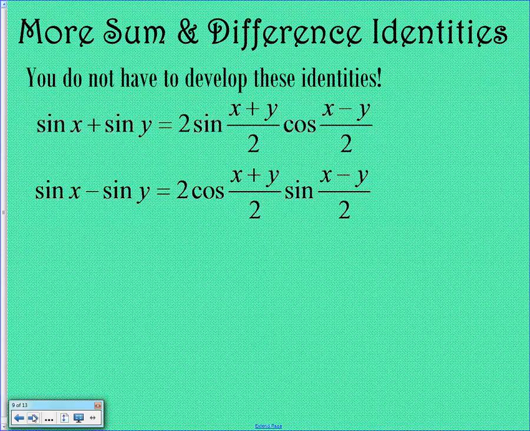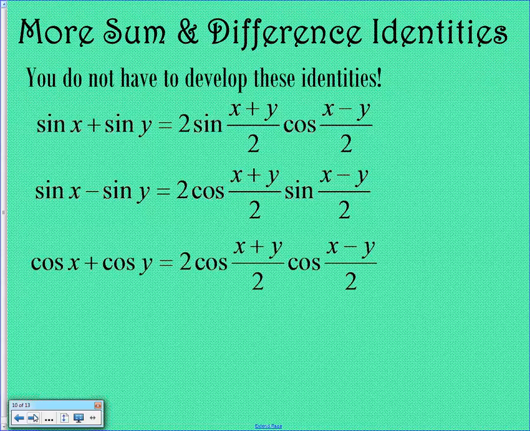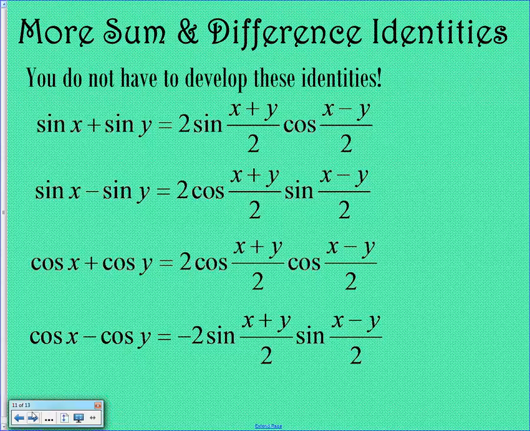We have the sine of x minus the sine of y equals 2 cosine of x plus y over 2 times the sine of x minus y over 2. You also have the cosine of x plus the cosine of y equals 2 cosine of x plus y over 2 times the cosine of x minus y over 2. And then you also have the cosine of x minus the cosine of y, which is negative 2 sine of x plus y over 2 times sine of x minus y over 2. So again, these 4, you will not have to develop. I want you to have them in your notes because they may give you numbers to plug in later, but you will not develop these on your homework or on your test.